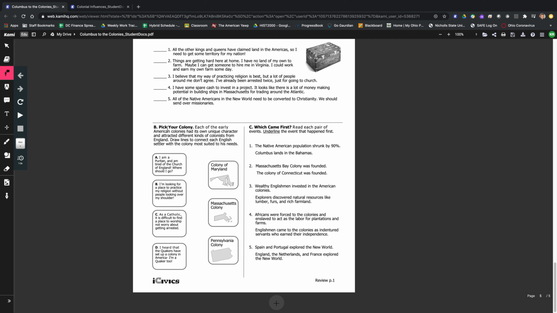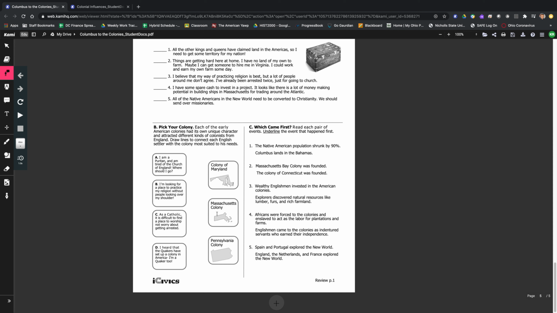Next, pick your colony. Each of the early American colonies had its own unique character and attracted different kinds of colonists from England. Draw lines, you can use this right here, to connect each English settler with the colony most suited to his needs. So you're going to connect these 3 colonies to one of these 4. Obviously you're going to be using one more than once.